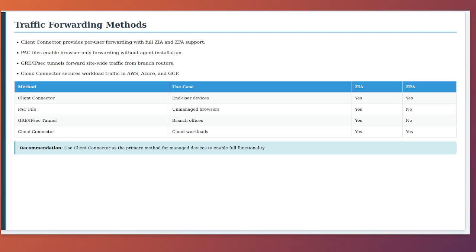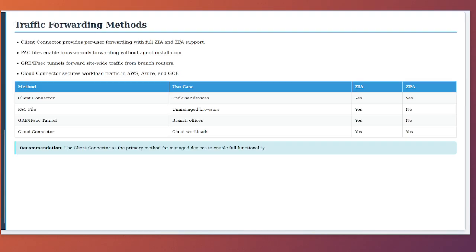Zscaler Client Connector is the primary and most comprehensive forwarding method for end-user devices. The client runs on Windows, Mac OS, iOS, Android, and Linux. It intercepts traffic at the device level and forwards it to Zscaler through an encrypted tunnel.